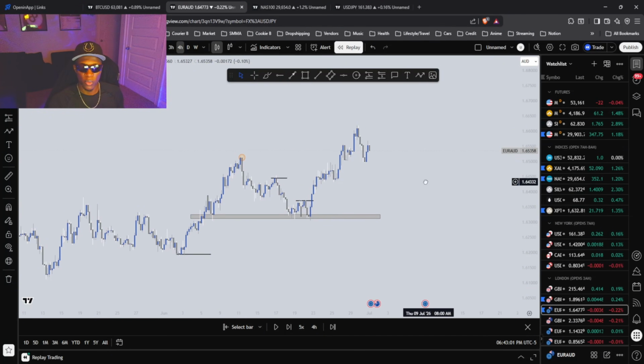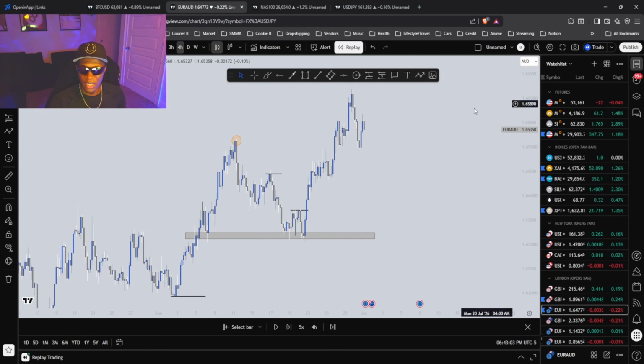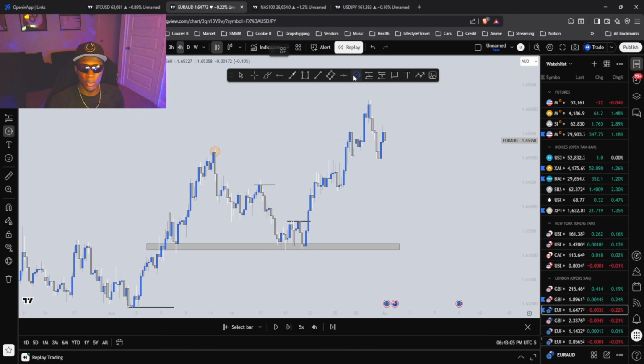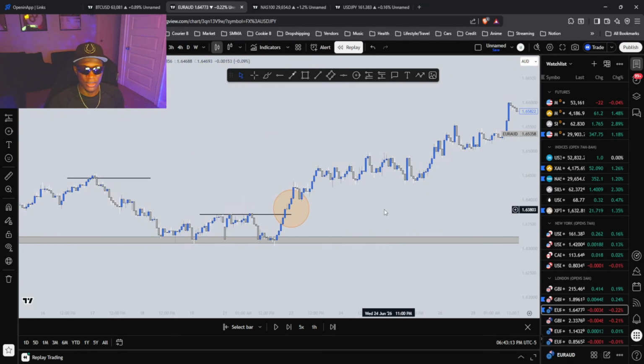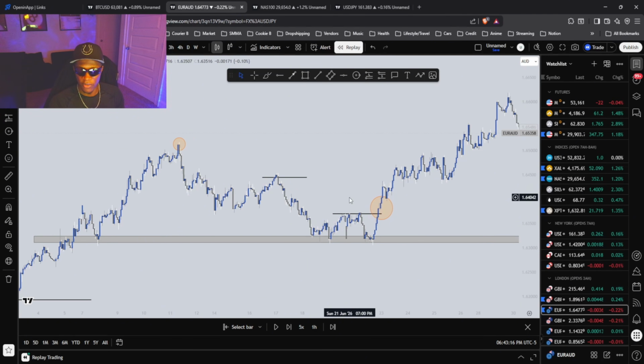Boom. So what do we have here? What will be our perfect entry? Most people would have got in right here. That is true. But the thing with this is price did not create any type of correction back to the downside to test this area. You feel me? It did not.